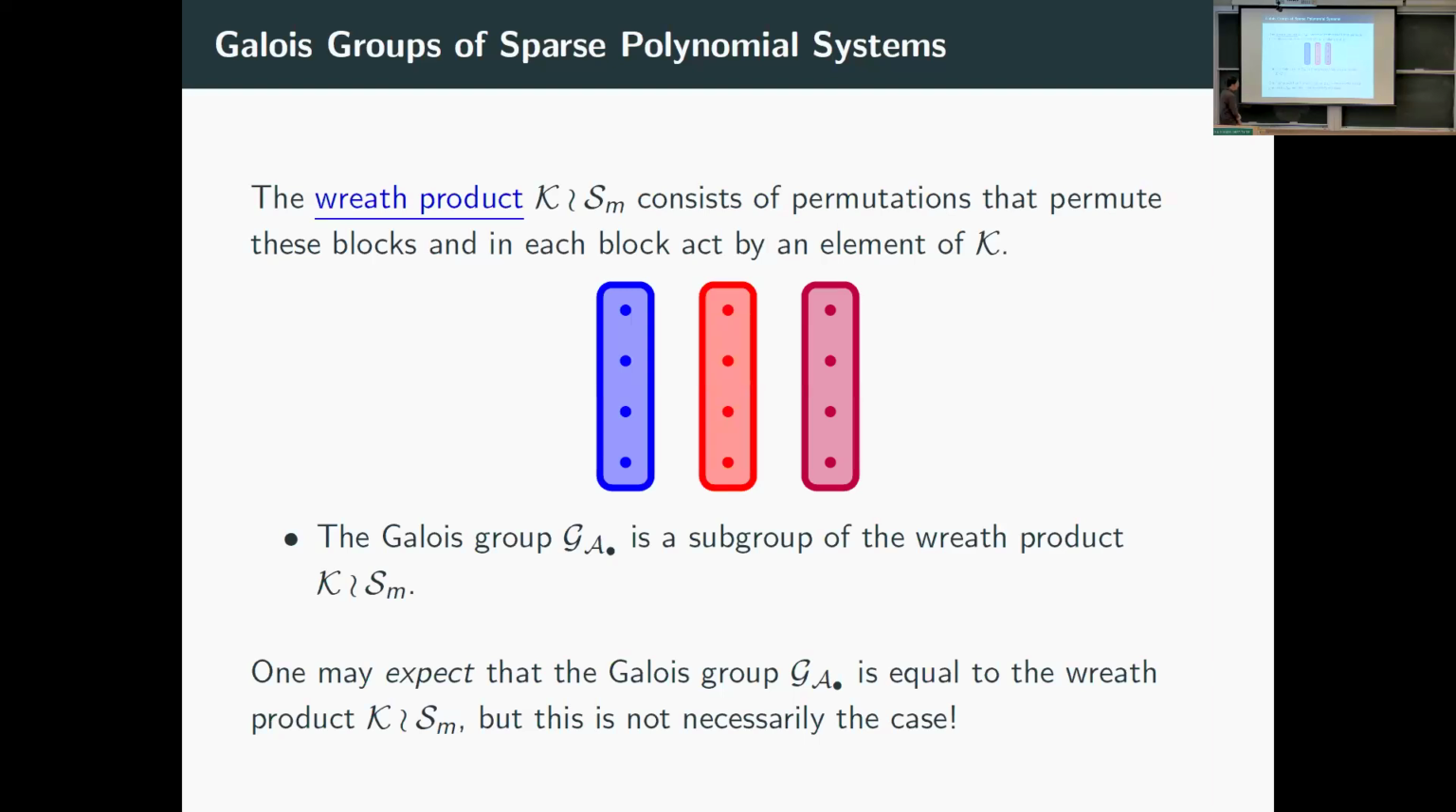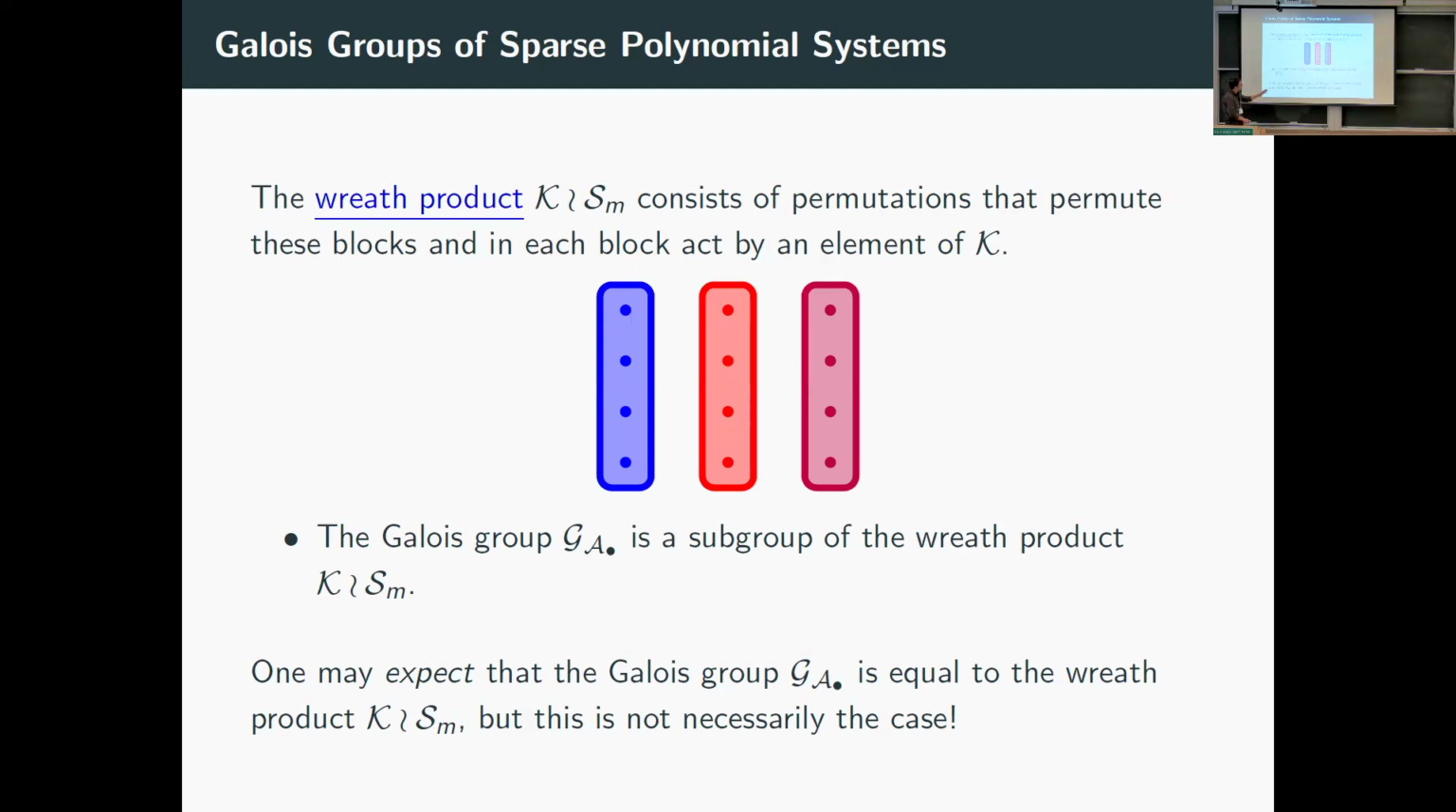And so there's another group that acts on this partition. So there's this wreath product. And so more formally, wreath products are some semi-direct product of these groups. So we'll think of this wreath product as all of the permutations that permute these blocks freely. So we have, in this case, S3. You could permute these blocks however you want. And then in each of these individual blocks, we'll allow some action of K inside that block.